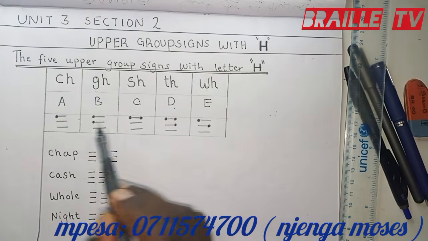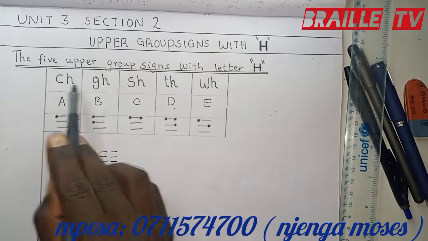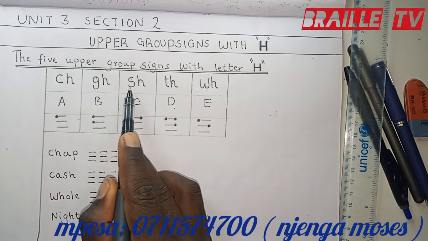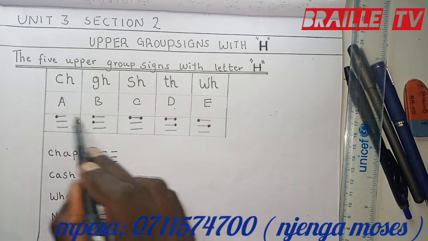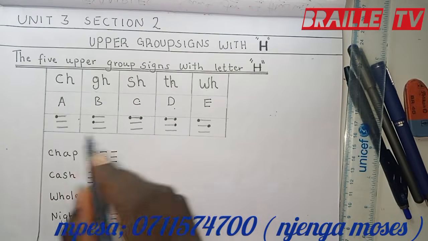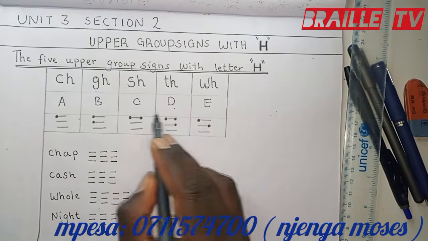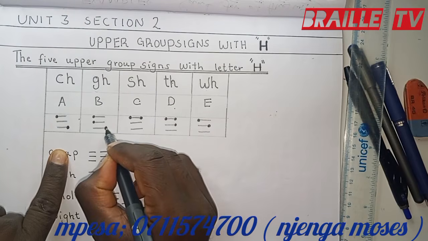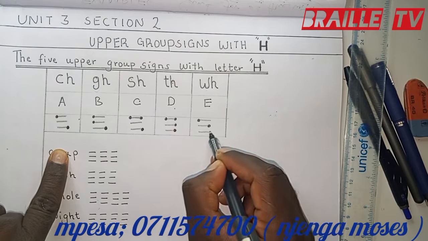Now, I said we use this A, B, C, D, E to come up with these 5 group signs, CH, GH, SH, TH, WH. How do we get them from these 5 letters? You add dot 6 to each letter from A up to E in that order. So this one is dot 6, remember from the Braille cell. You add dot 6 like that.